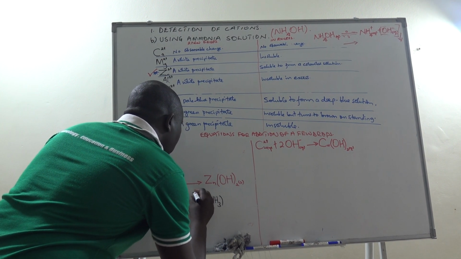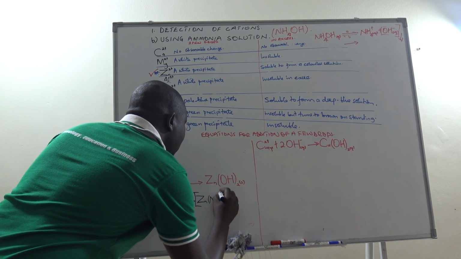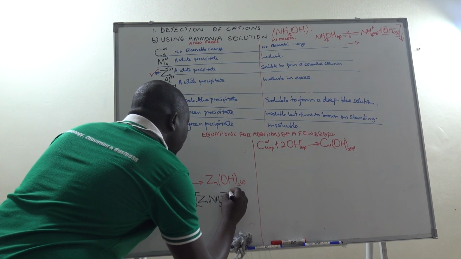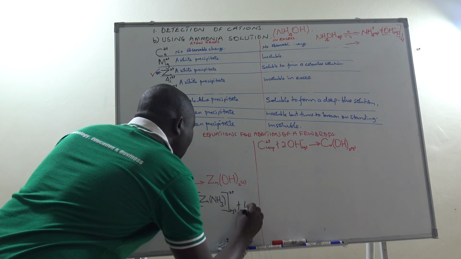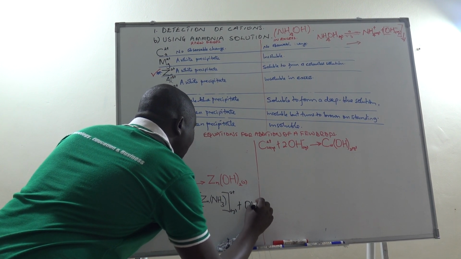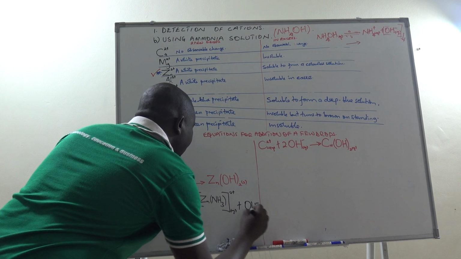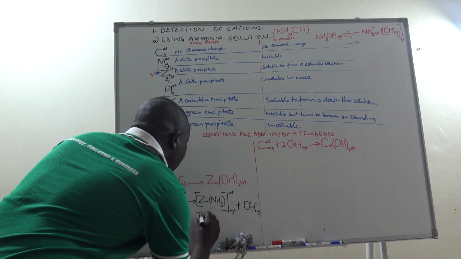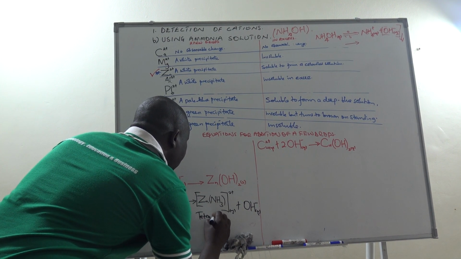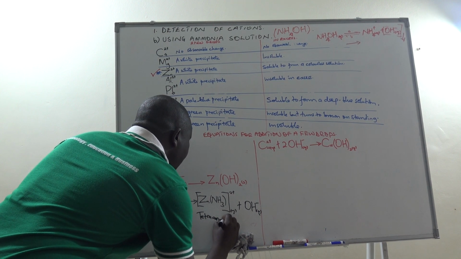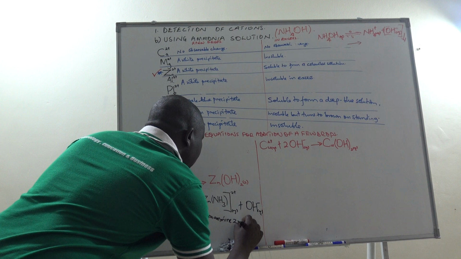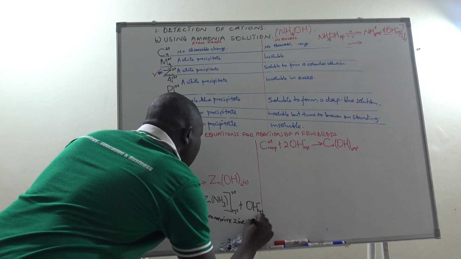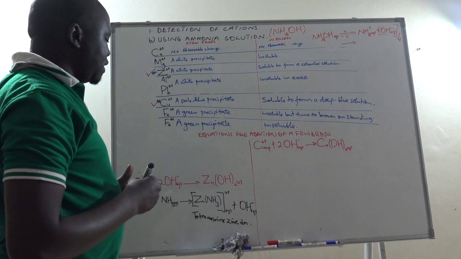So let me bracket this and I put 2 plus here. And then we also have hydroxide ion liberated. So this one is called tetraamine zinc ion. I've not said zinc 2 ion. It is tetraamine zinc ion.